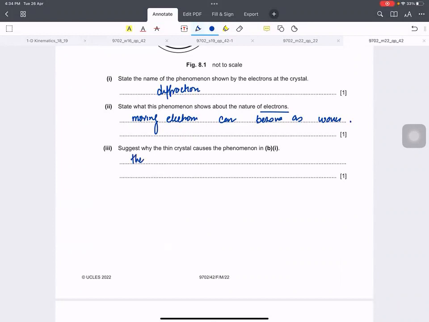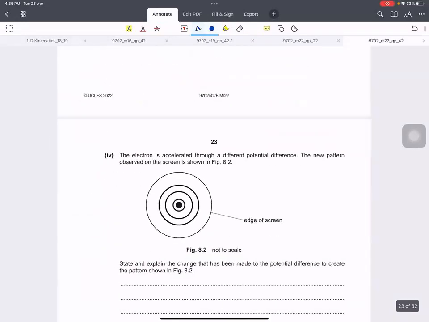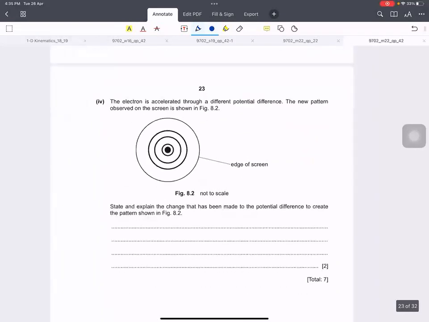It then asks why the thin crystal causes the phenomenon. The spacing between molecules or atoms, if equal to the wavelength of electrons, maximum diffraction is going to occur. This is an AS topic, so you should know it.